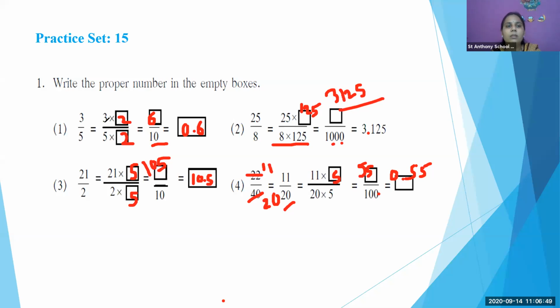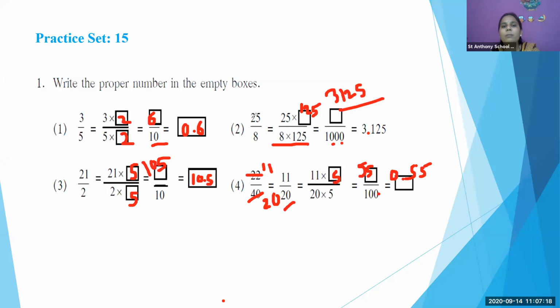By which number am I supposed to multiply so that the answer is 10? 5 2s are 10. If I multiply this denominator by 2, then I will multiply the numerator by 2 only. So if 5 2s are 10, then 3 2s are 6. So 6 by 10 is nothing but 0.6, because only one 0 is there. So after one digit only I will put my decimal point. So the answer is 0.6.